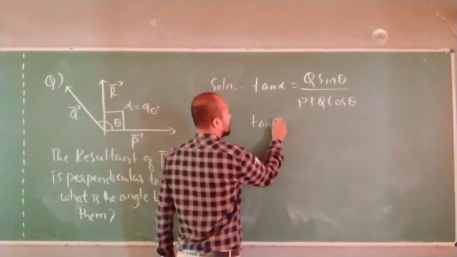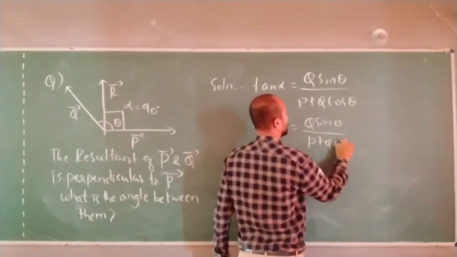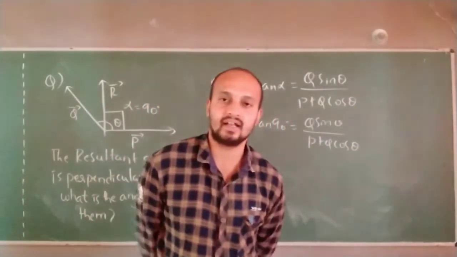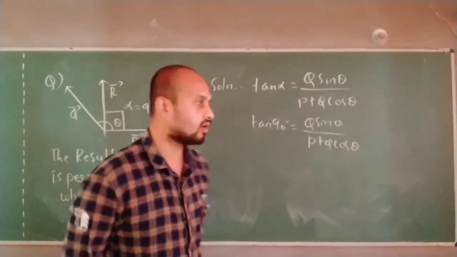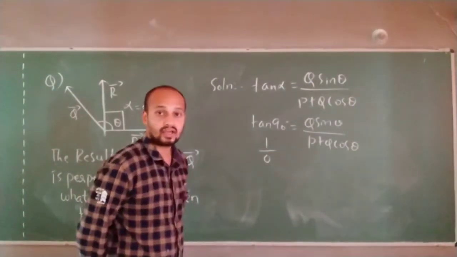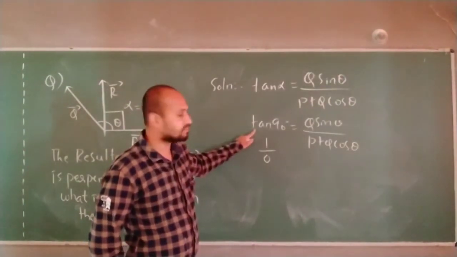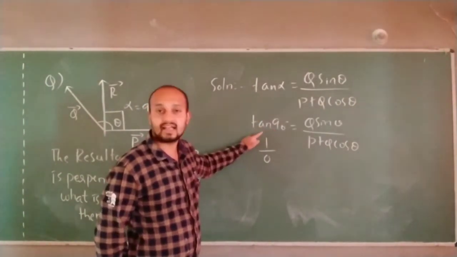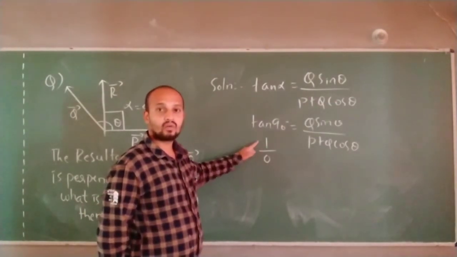Tan 90 is equal to q sin theta divided by p plus q cos theta. Tan 90 is nothing but sin 90 divided by cos 90. Sin 90 is 1, cos 90 is 0. So I can write this as 1 divided by 0. Are you following what I am telling? Don't get confused. Tan theta is sin theta by cos theta. Tan 90 is sin 90 divided by cos 90, which is 1 divided by 0.